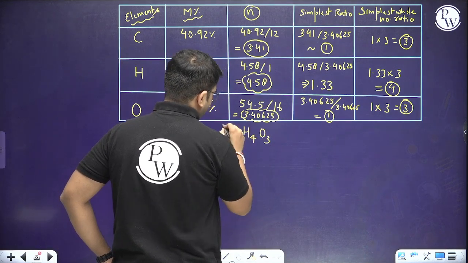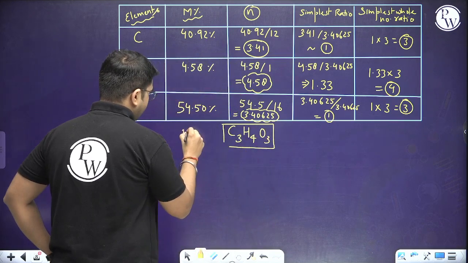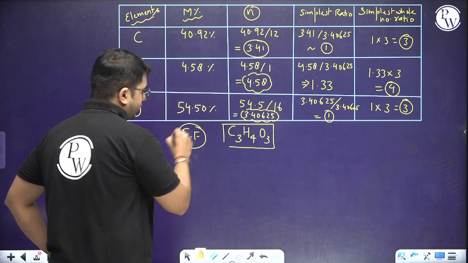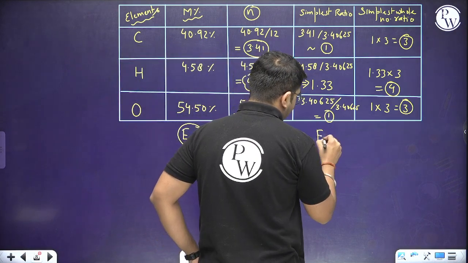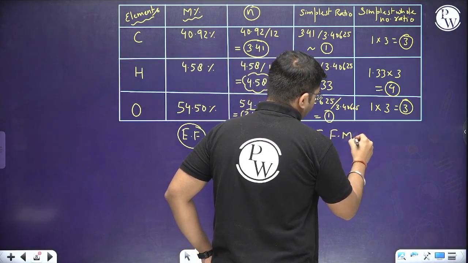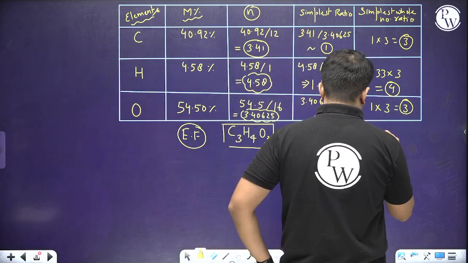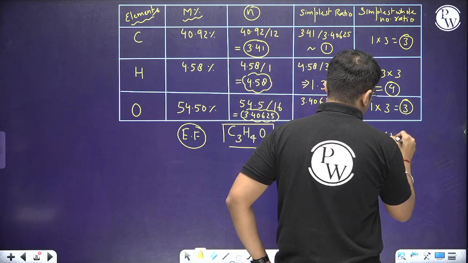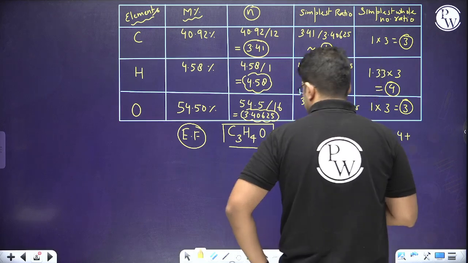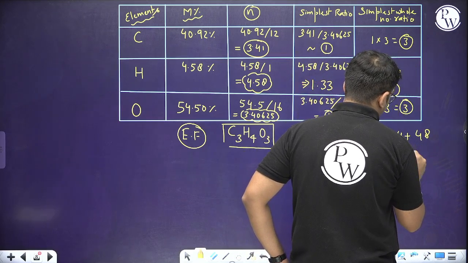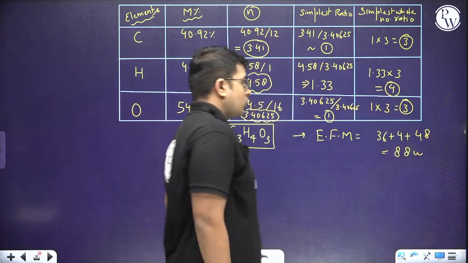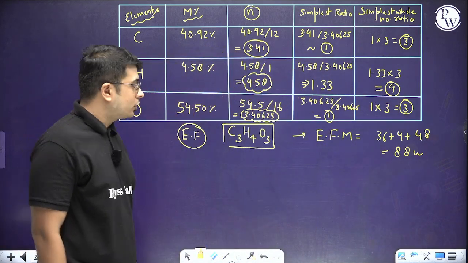C3H4O3. Okay, so this is the empirical formula of the compound. Now we have the empirical formula. It means the empirical formula mass from that data will be 36 plus 4 plus 48, that will be 88 u. Okay, so this is the part we have already calculated.